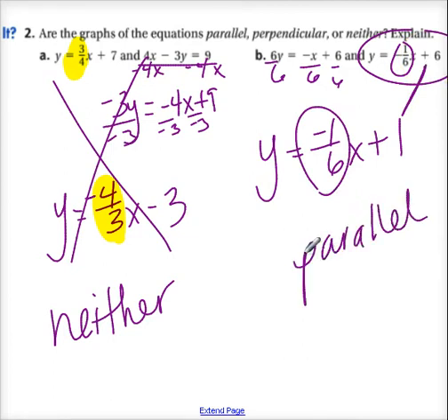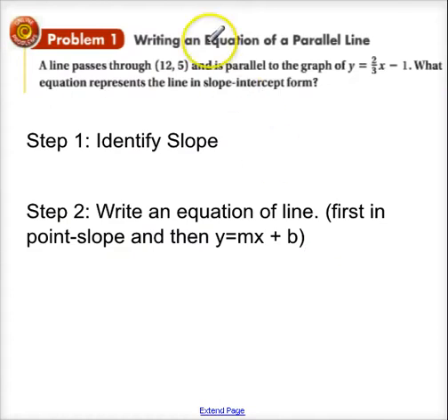Okay, so that's classifying. Now, we're going to learn how to write an equation of a parallel line. They tell us that a line passes through this point, (12, 5), and it's parallel to the graph of this line. What equation represents the line in slope-intercept form? So they want it in y = mx + b.